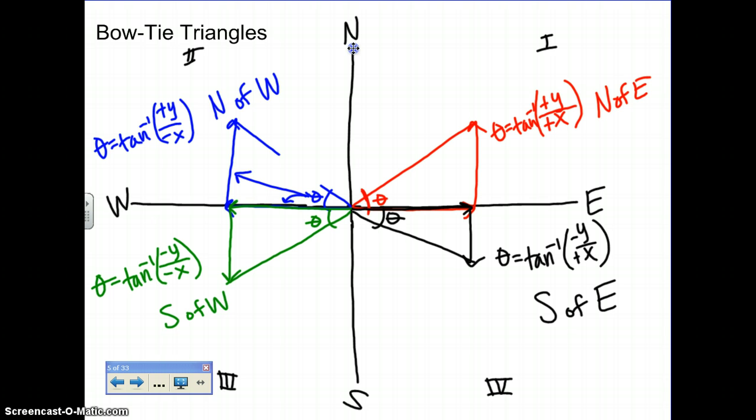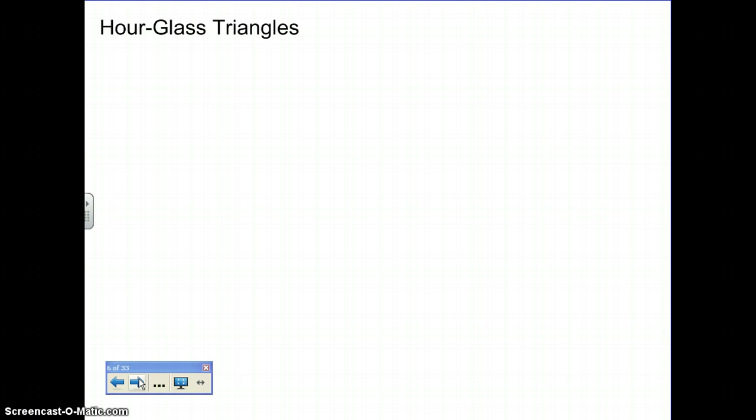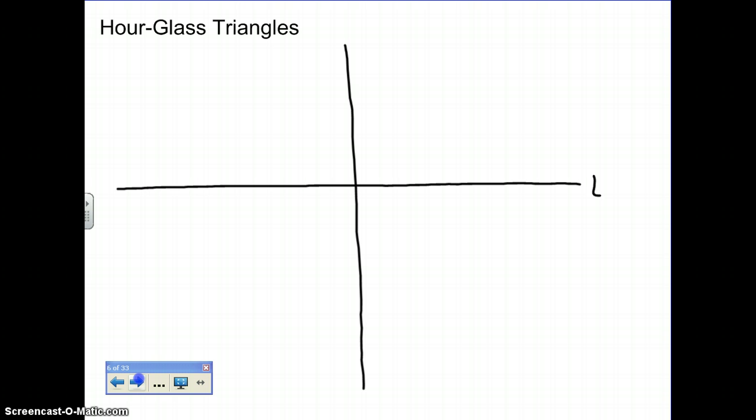So let's flip to the next slide here now, and this next slide is going to show you your hourglass triangles, which you could pretty much assume all we're going to do is turn this thing on its side and we would see an hourglass. So once again, let's get our coordinate plane down. And we have east, we have south, we have west, we have north being assessed here. So for the first quadrant, we're going to first go north, and then we're going to go east, and we're going to draw in our resultant line, placing theta between the first vector and your resultant line.